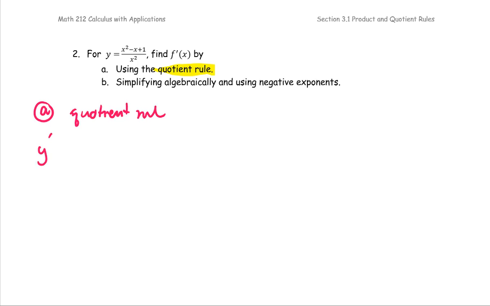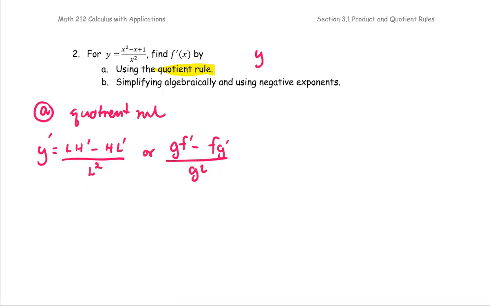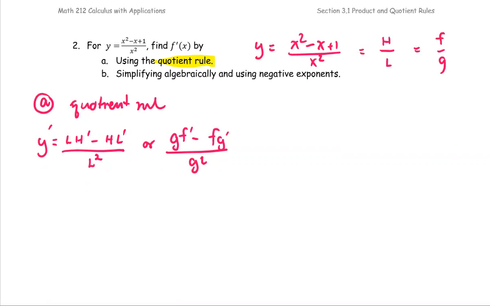Recall the quotient rule. The y prime is the low d high minus high d low, over the low squared, or in the form of g f prime minus f times g prime, divided by g squared. In our case, y equals x squared minus x plus 1 over x squared. We treat this as the high, a top function, and the low, a bottom function, or f on the top and g on the bottom, either one. I'm going to stick with the high and the low function form.